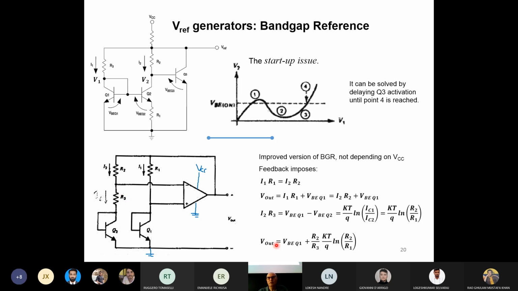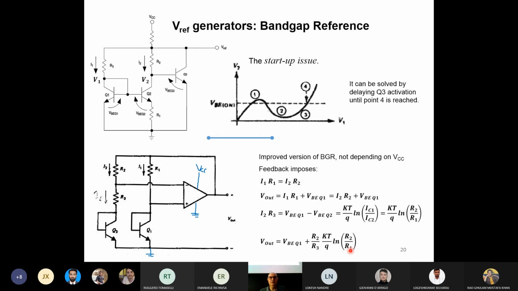That is this one. So basically, this is the same relationship as we saw before. kT over q, logarithm of IC1 over IC2. Again, IC1 and IC2 are related to R2 and R1. So we can use the same formulas, and so we end up with this formula. Vout is equal to VBE of Q1 plus R2 over R3, kT over q, logarithm of R2 over R1.